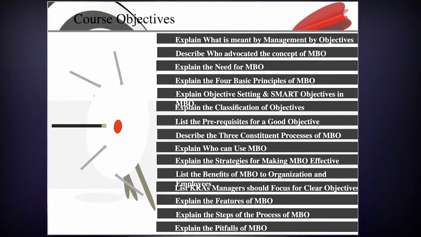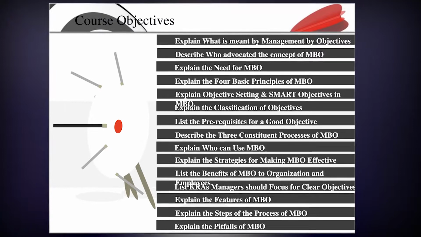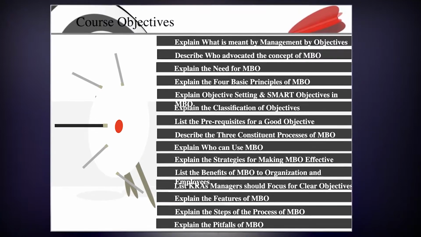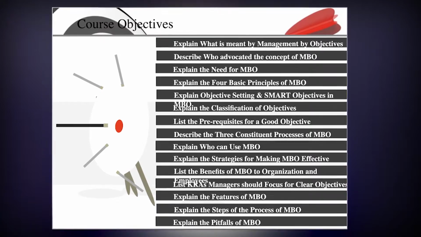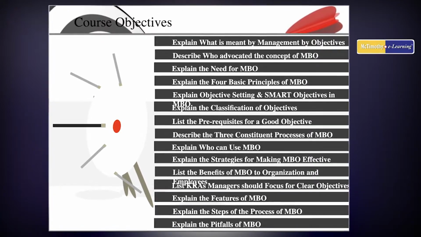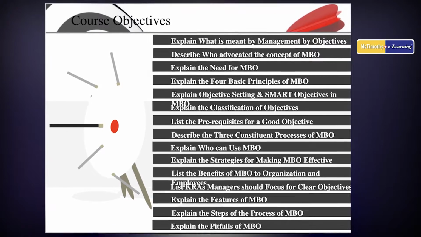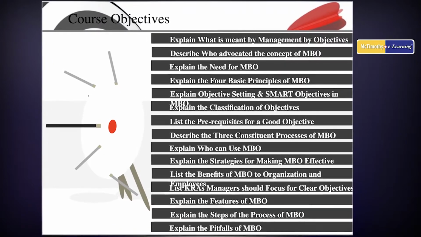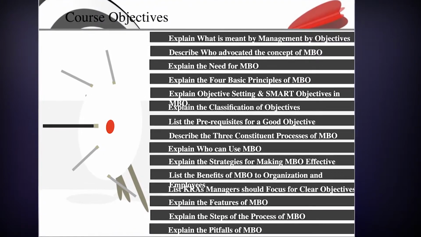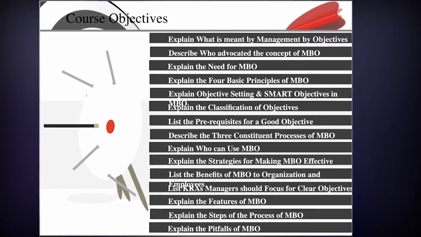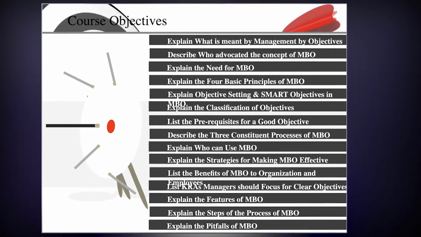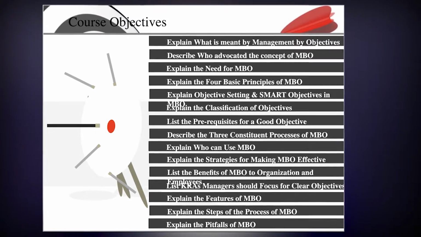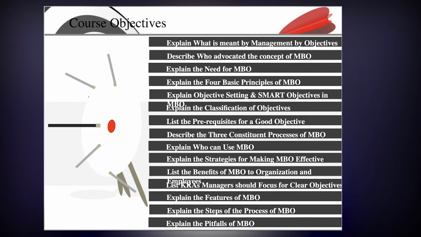for making MBO effective in their organization, list the benefits of MBO to organizations and employees alike, list the KRAs, the key result areas for managers to be able to focus on clear objectives, explain the features of MBO, explain the steps of the MBO process, and finally, explain the pitfalls to avoid in MBO.